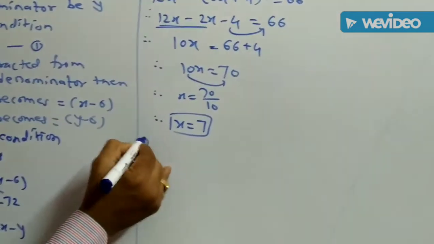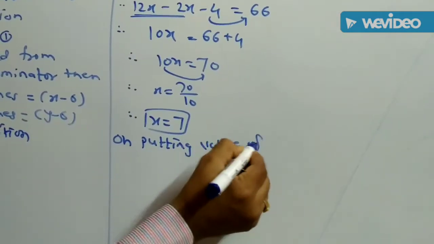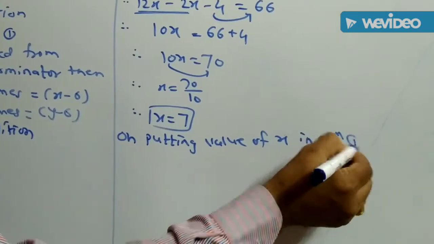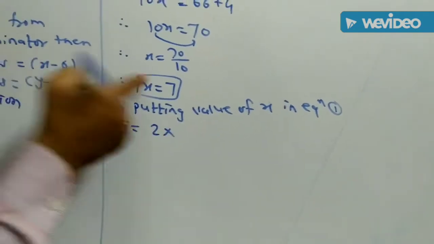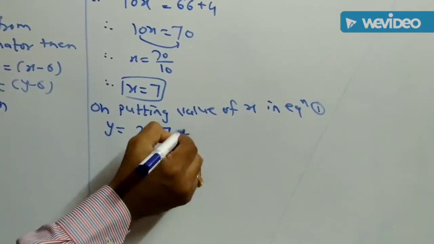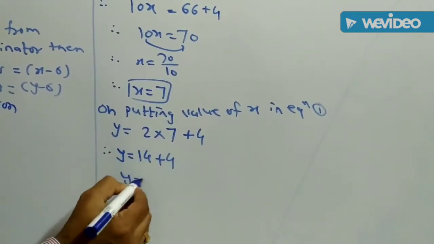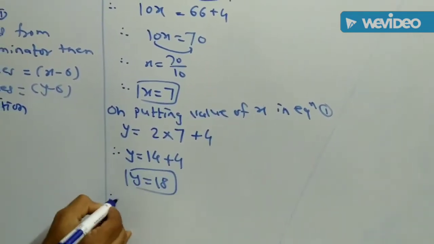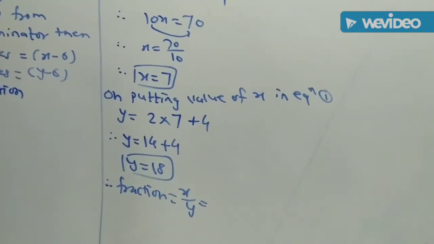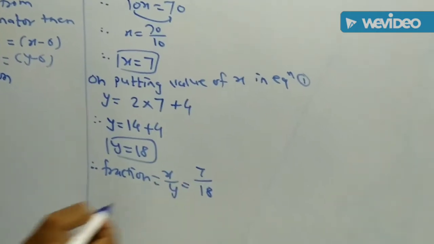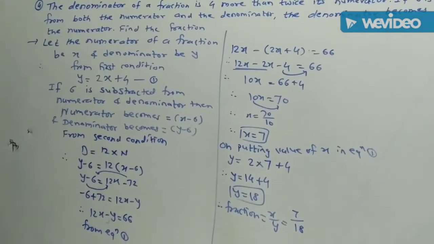Now putting this value of x in equation 1, we get the value of y. y is equal to 2 into x, that is 2 into 7, plus 4. y is equal to 14 plus 4, that is 18. And therefore the fraction x upon y, x that is 7 and y that is 18, is the answer of example number 4.